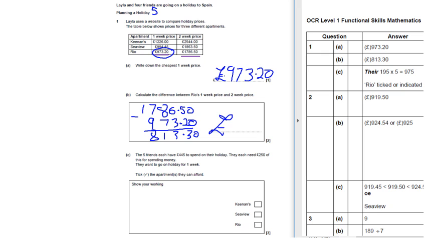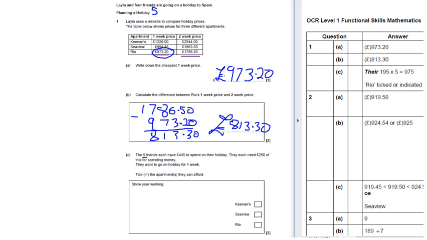I'm going to write this here because that's what you should do. 5 friends. So it does say 5 there. That's nice. 5 friends each have £445 to spend on their holiday. They each need 250 of this for spending money. They want to go on holiday for 1 week. Check the apartment they can afford.